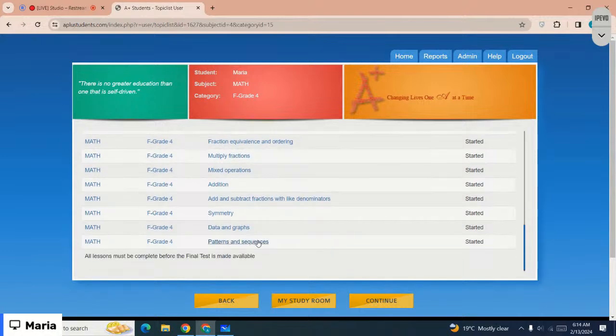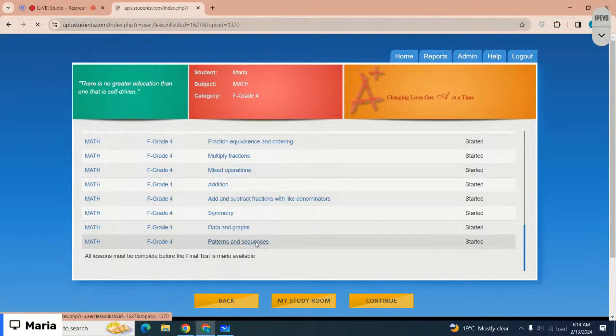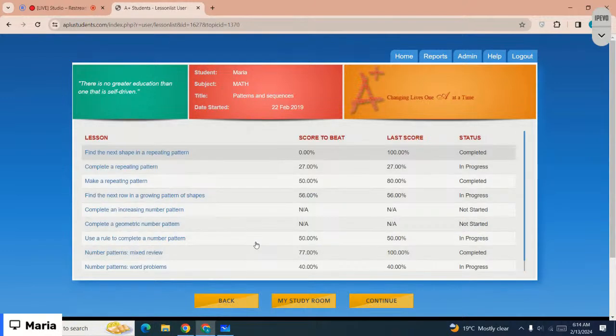The next lesson is patterns and sequence. Let's just start with the next lesson, that is patterns and sequence. Let's start with the first one, that is find the next shape in the repeating pattern.